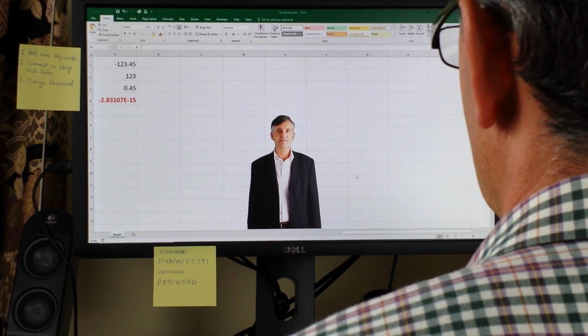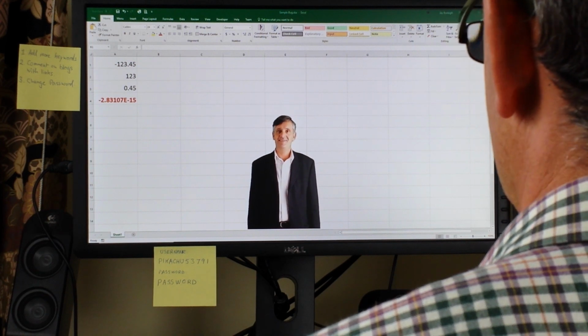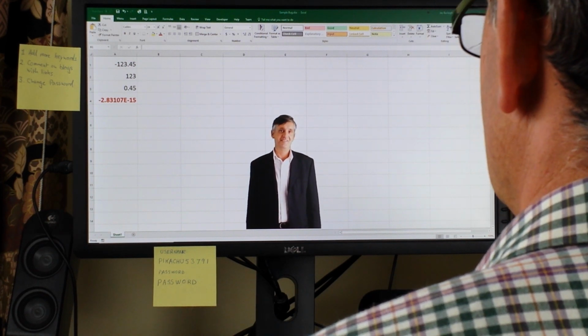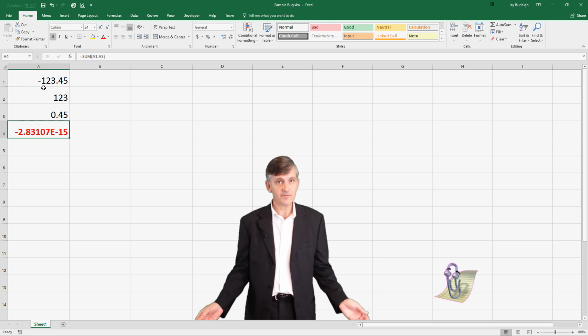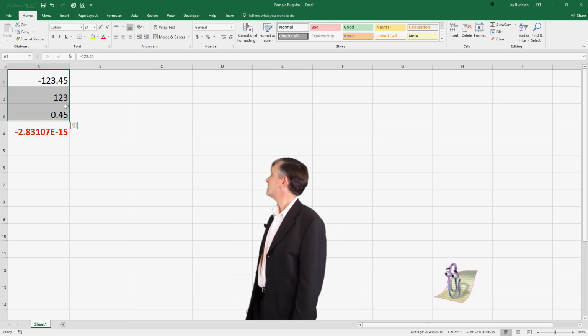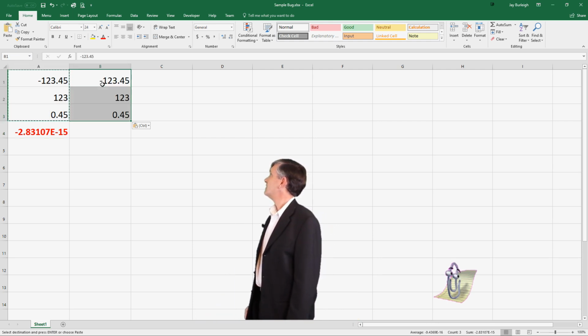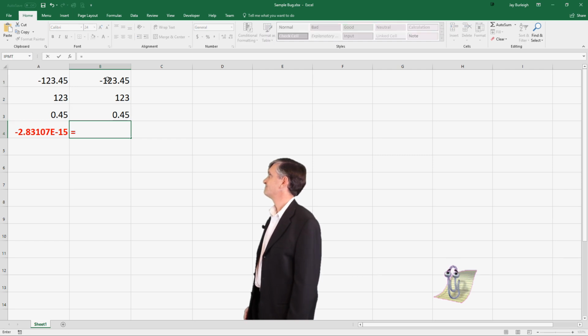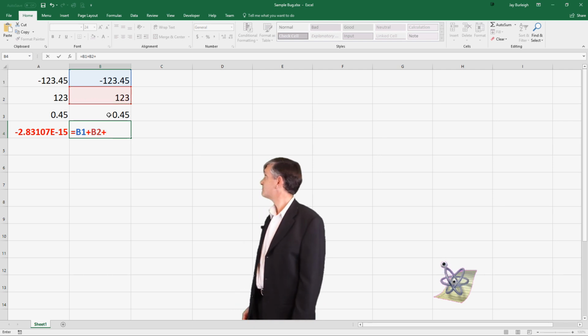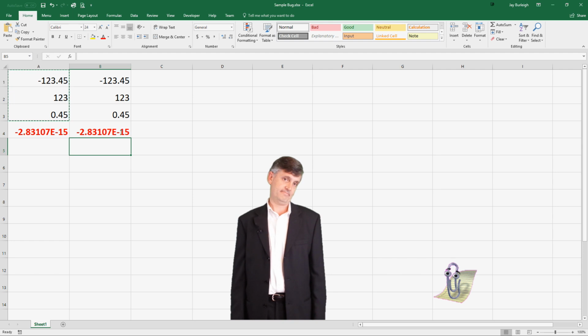Look, I can fix this myself. I'll just add them together using lots of pluses. It's not going to work. Copy here equals this plus this plus this. Bang. What? It's still wrong.